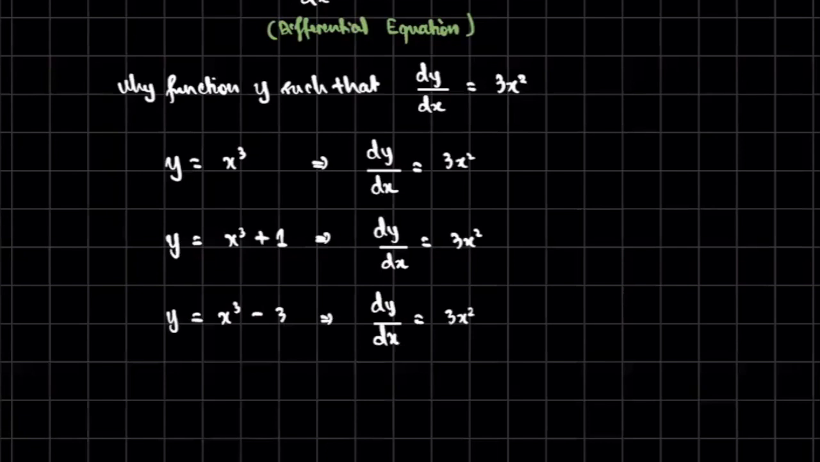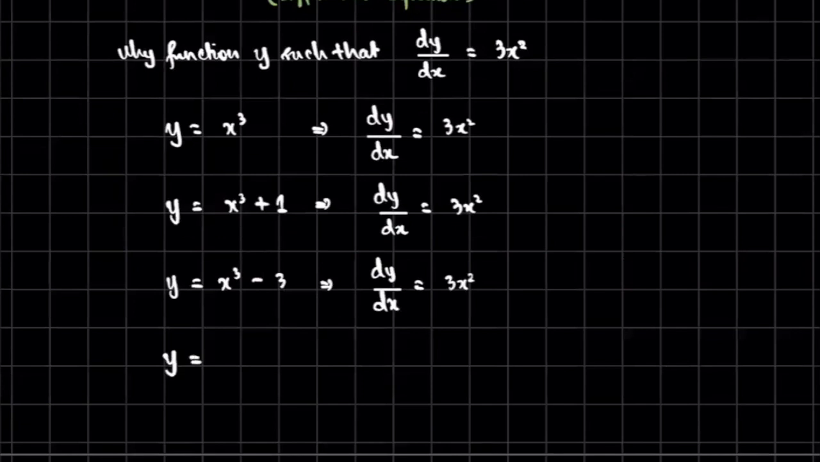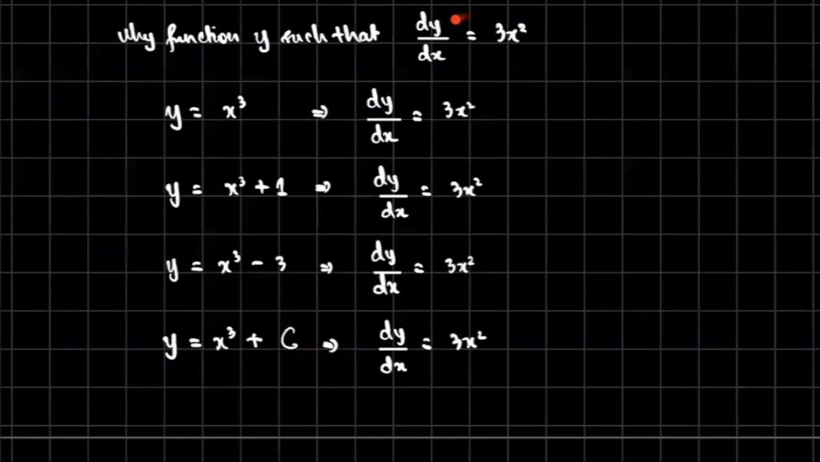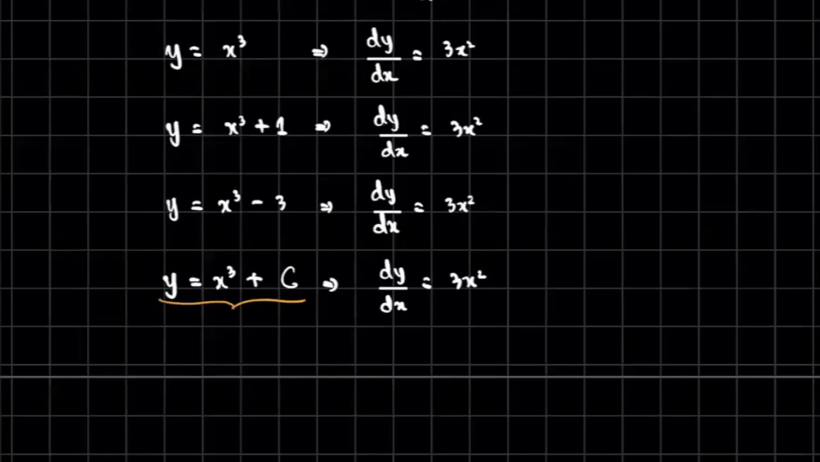And because of this recognition, we say that if I don't just have one constant, if I have an arbitrary constant written in the form of y equal to x cubed plus capital C, my dy dx is going to be equal to 3x squared. And this form that you get right here, y equal to x cubed plus C, is called a general solution, or the general antiderivative of this equation or of the function y. So in this case, this is called the general solution or the general antiderivative.